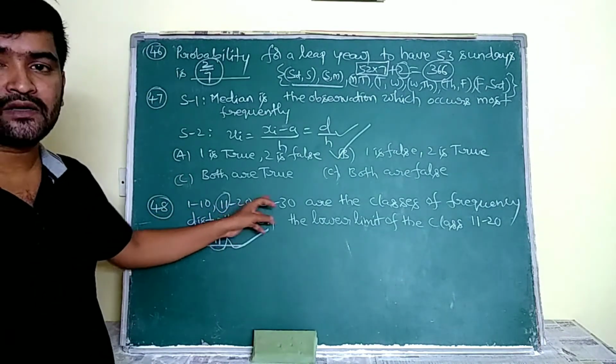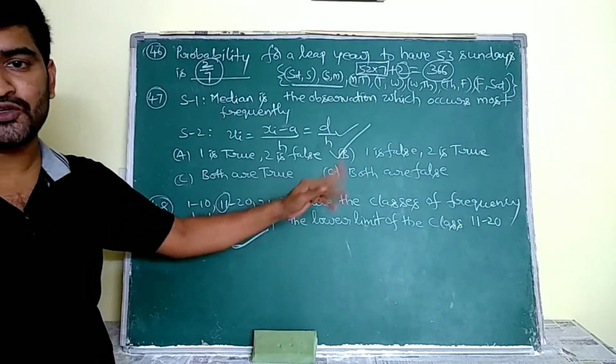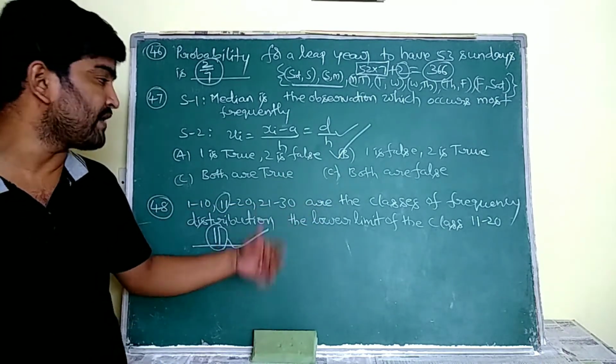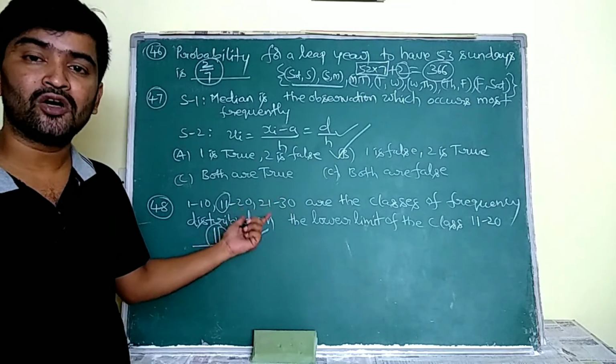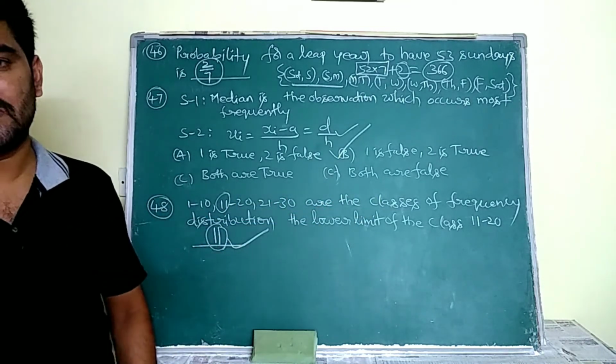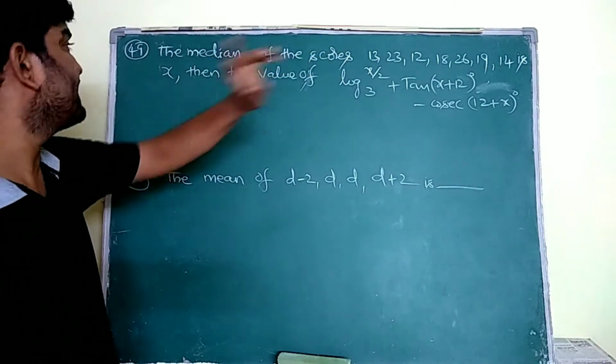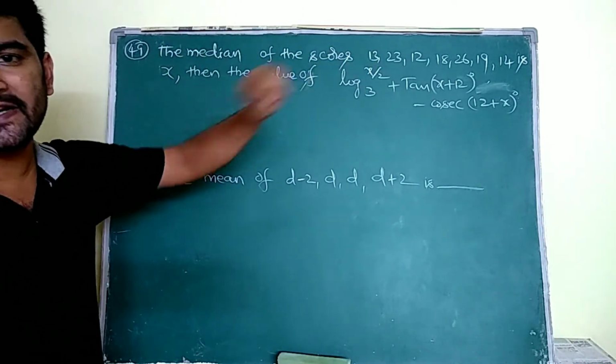Now 1-10, 11-20, 21-30, and so on are the classes of the frequency distribution. Then he is asking us to find the lower limit of the class 11-20. So the lower limit is 11, we know that. Here he is saying the median of the scores is x.